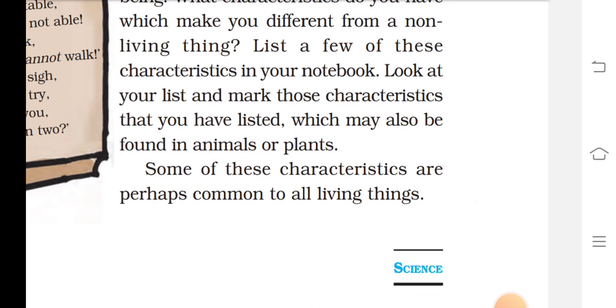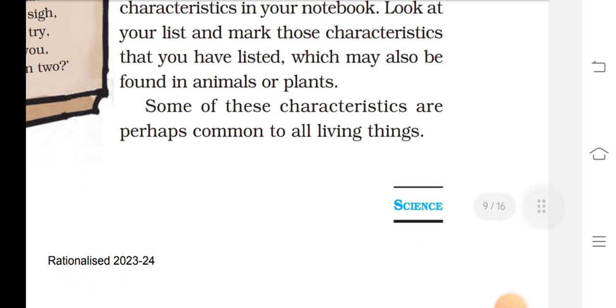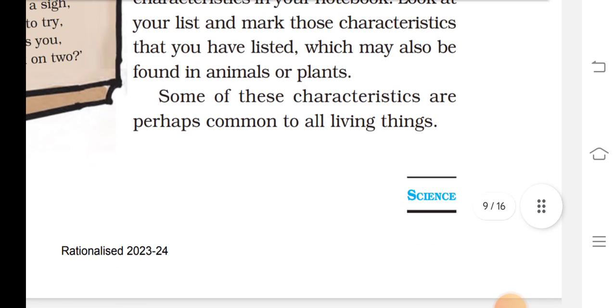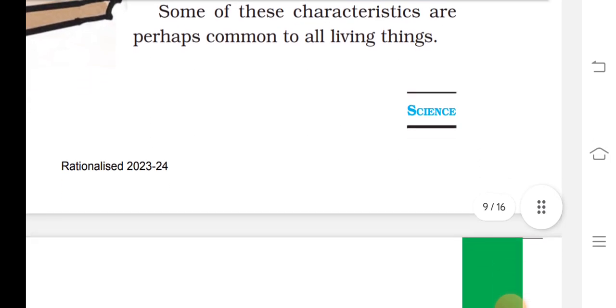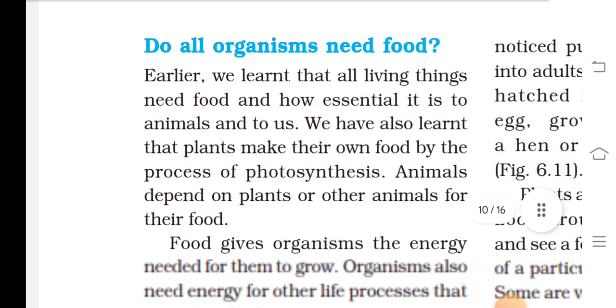List a few of these characteristics in your notebook. Look at your list and mark those characteristics that you have listed which may also be found in animals or plants. Some of these characteristics are perhaps common to all living things. Do all organisms need food?